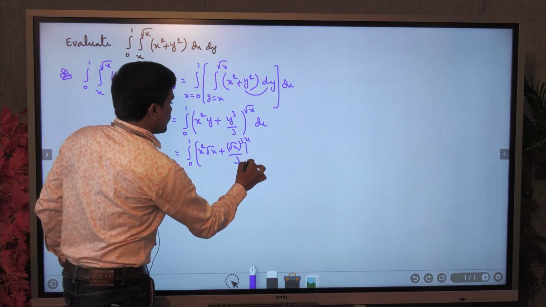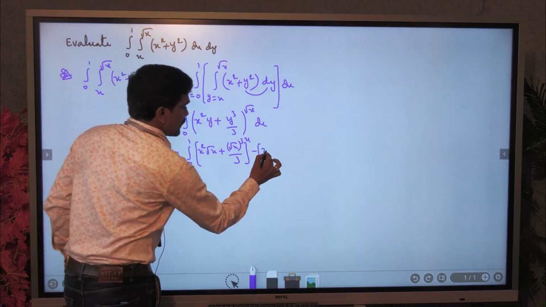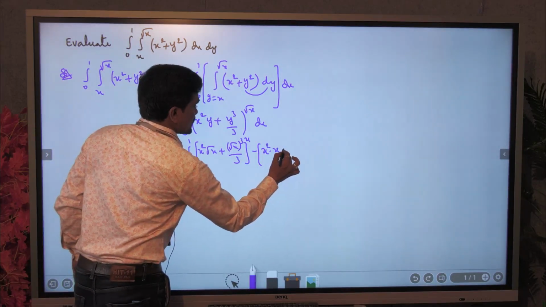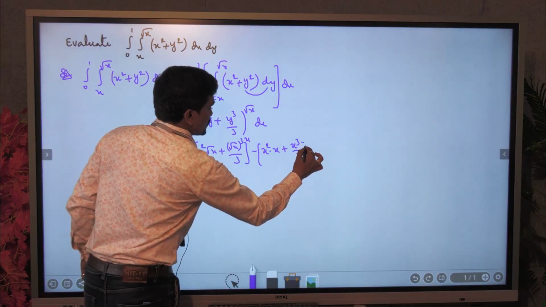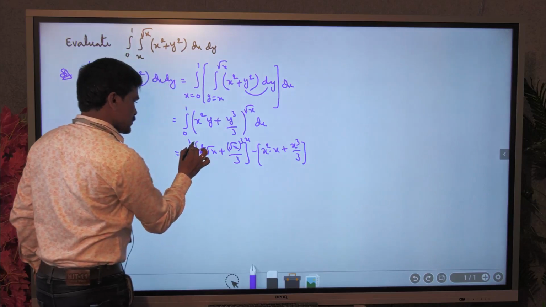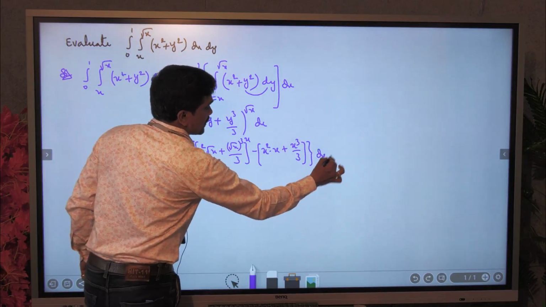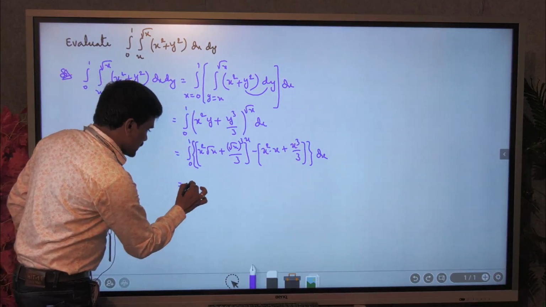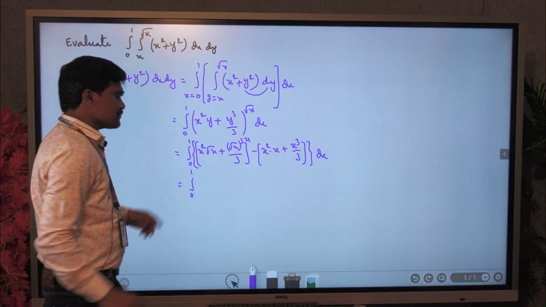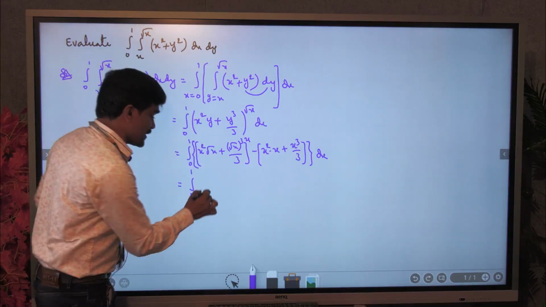Upper limit minus lower limit, x square into x plus x cube by 3. So just substitute upper limit minus lower limit in place of y. Okay. Now write, simplify this integral 0 to 1, root x. Root x means x power 1 by 2. x power 1 by 2 times x square.